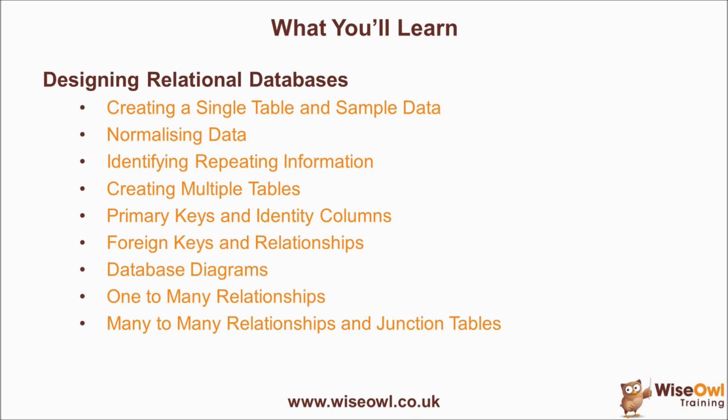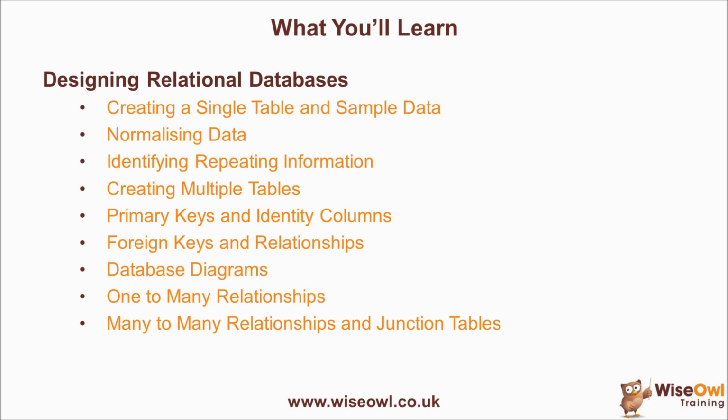And that gives us the chance to start the process of normalising data, which is really the formal name given to separating one large table into multiple component parts. So we'll go through that process by identifying repeating information in a single table, then talk about creating multiple tables to separate that repeating information out. We'll talk about assigning primary keys and identity columns to these multiple tables, so that we have a way to uniquely identify every single row in a table.